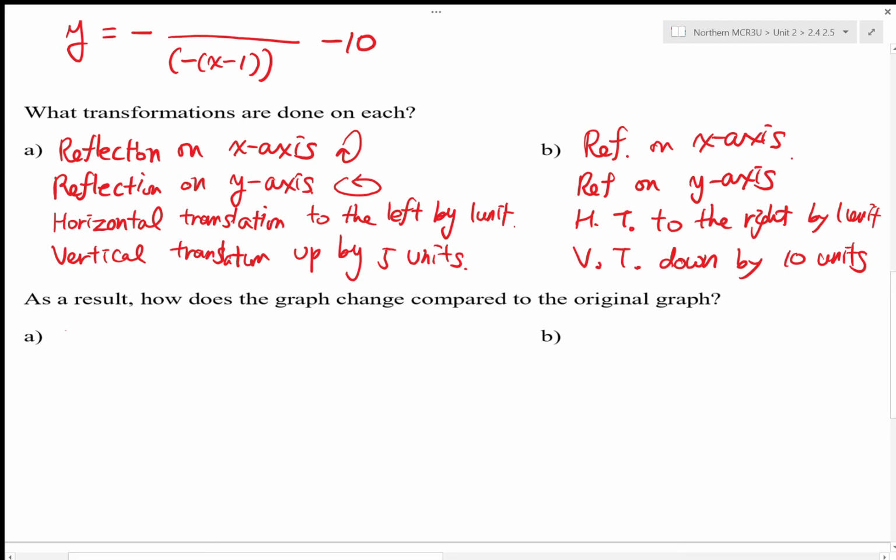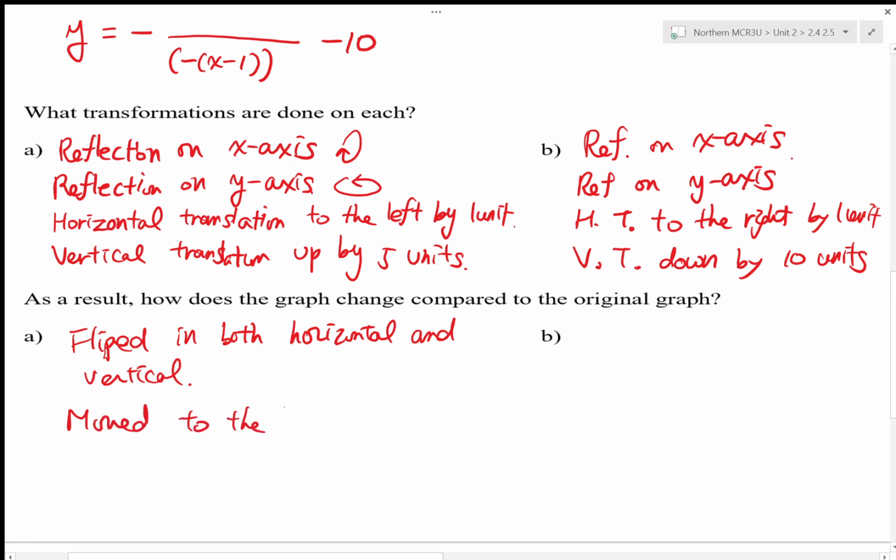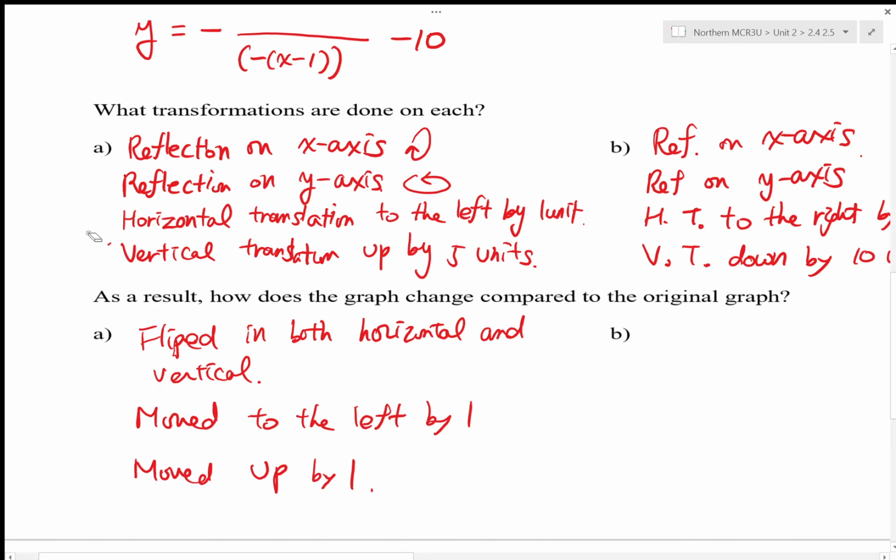Now, as a result, how does the graph change compared to the original graph? Well, I'll say it's flipped in both horizontal and vertical. Then you moved to the left by 1, and then you moved up by 1. So that's how the graph actually looks. This is more of a mathematical term or mathematical description. This is just a regular description of how the graph is going to change.